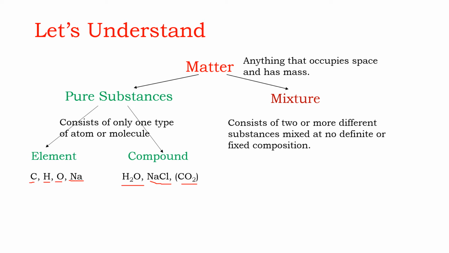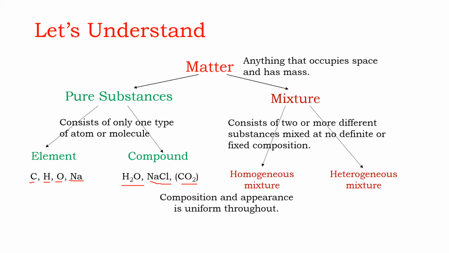While mixture consists of two or more different substances mixed at no definite or fixed composition. So, ito po ay nahahati naman sa dalawang klase. The first one is homogeneous mixture and the other one is heterogeneous mixture. So, ano naman pinagkaiba ng dalawang ito? So, si homogeneous mixture po, yung composition and appearance is uniform throughout. While si heterogeneous mixture, composition is not uniform throughout.